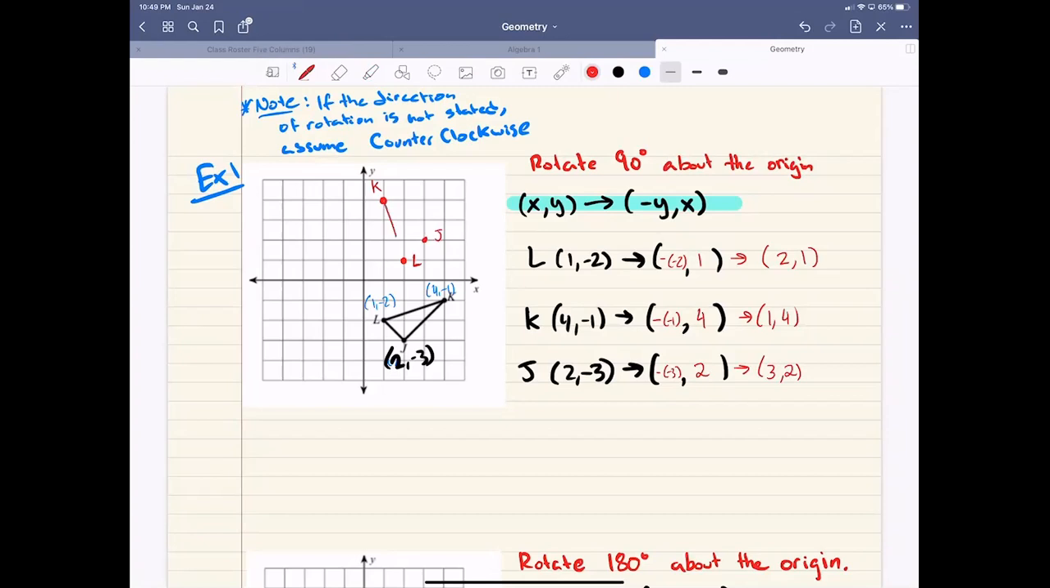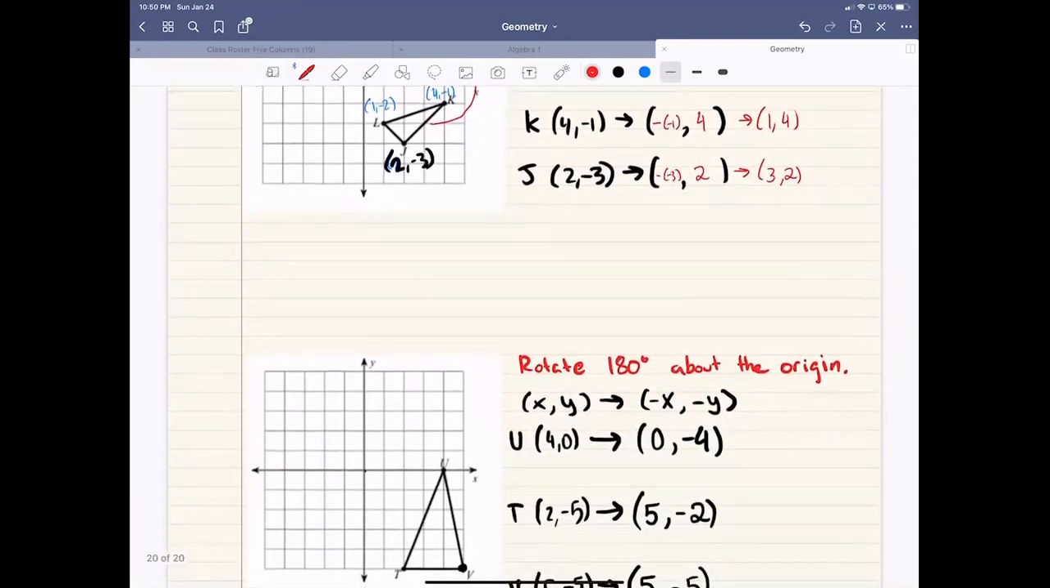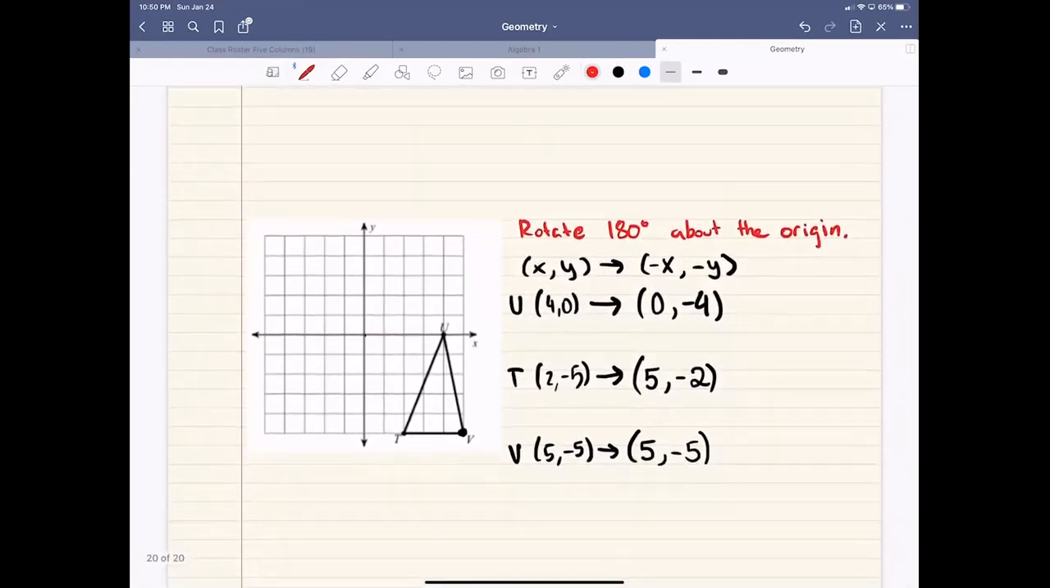So now all we gotta do is connect our points or dots, and you'll see we've done a 90-degree rotation. Okay, and that's pretty straightforward. All right, next what we're gonna do is show you a 180-degree rotation. The cool thing about 180-degree rotations is it's the same whether you're going clockwise or counterclockwise.